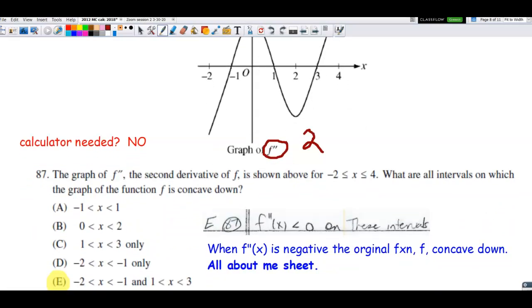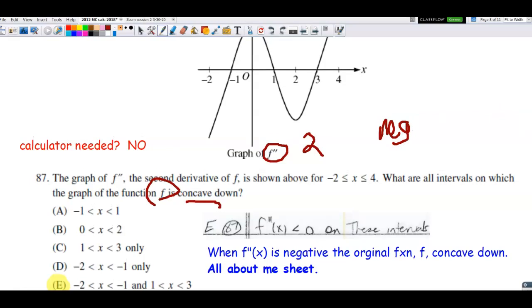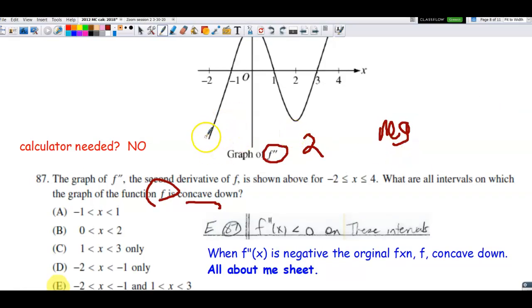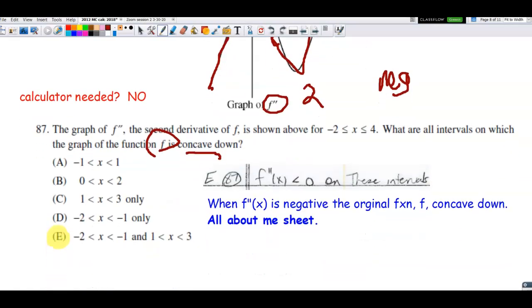The graph of the second derivative of f is shown above from -2 to 4. What are the intervals of the graph of f original concave down? So for f original to be concave down, we're looking for where the second derivative is negative. Now I'm getting bold. So the second derivative graph is negative in this region, and the second derivative graph is negative in this region right here. And so we're just going to select those intervals.